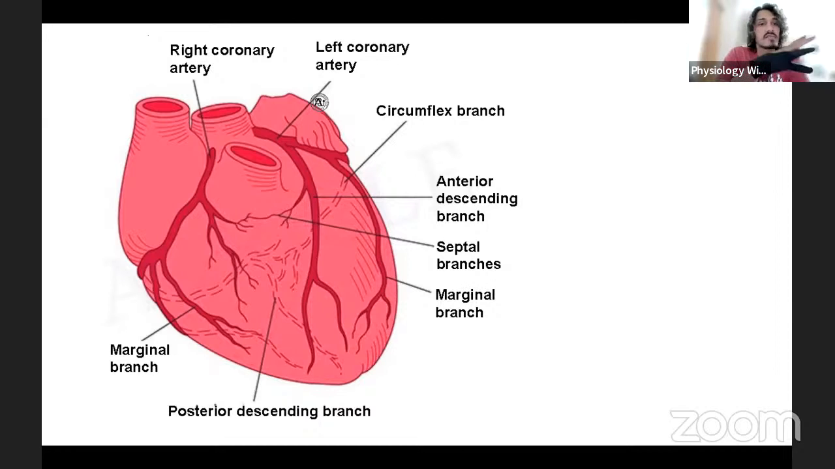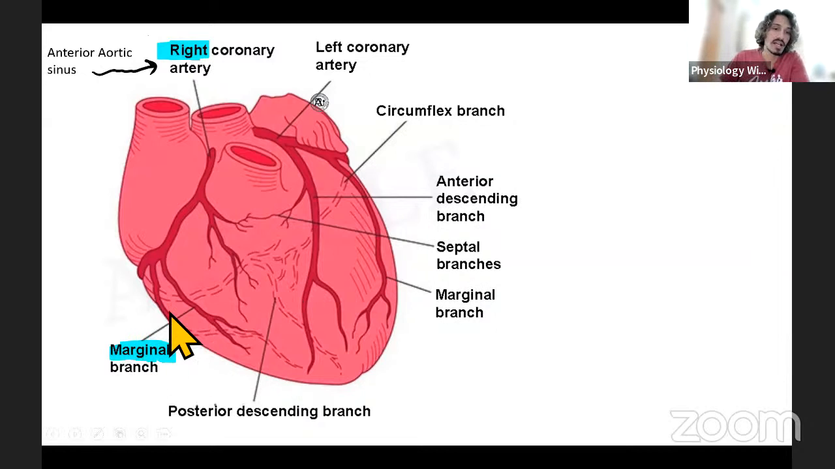For that, from the anterior aortic sinus, a right coronary artery is coming. This right coronary artery now goes down. It gives off a marginal branch, as you can see over here, and it can go behind and give a posterior descending branch. Most often it is from the right coronary artery that this posterior descending branch arises, but in some anatomical variations, it can arise from the left coronary artery as well.